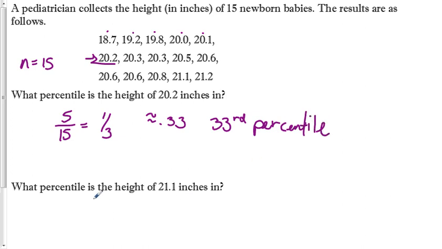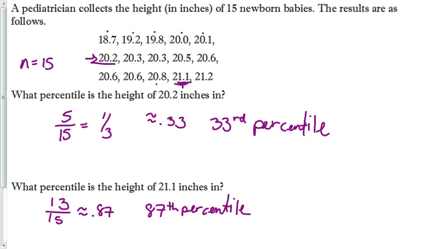Similarly, if we want to calculate the percentile for height of 21.1 inches, find 21.1 in our list, calculate how much data comes before it. We have 5, 10, 11, 12, 13. So the percentile is 13 out of 15, which is approximately 0.87, which means that this is the 87th percentile.